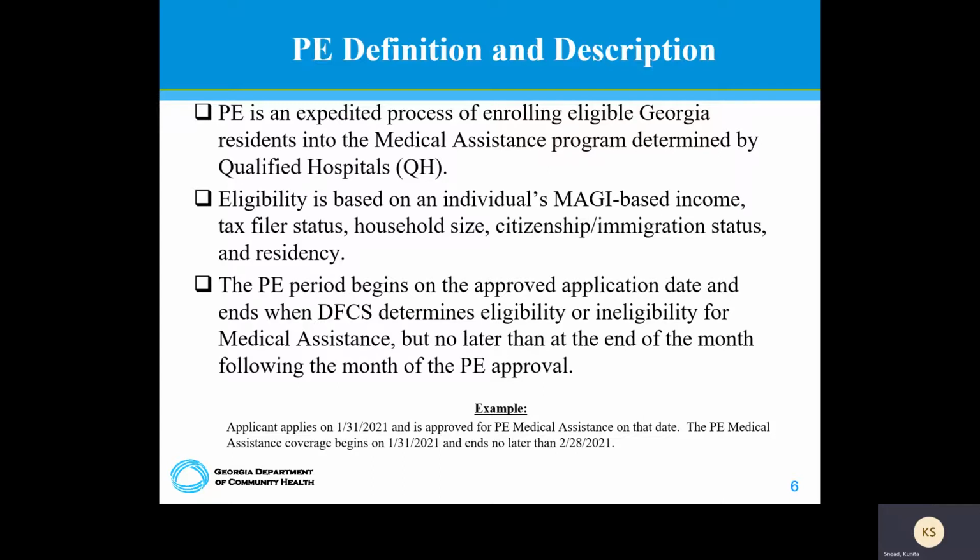So if they come in any time of the month, if they are approved for full Medicaid by DFACS, it's going to go back to the first of the month. Well, presumptive eligibility is not like that. It's always going to start on the date that they actually apply and get approved. So remember the PE period, because that will be part of the assessment. And when it asks you for the PE period, make sure you give the start date through the end date.